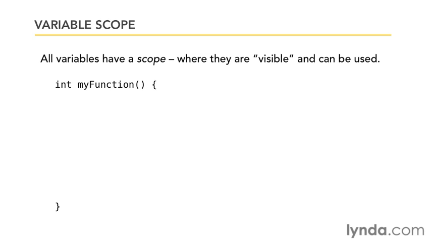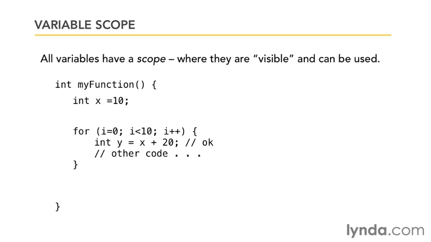So suppose I had a function named myFunction, and inside that function I had a variable called x. I've declared the variable x and I've assigned it a value of 10. And suppose I also have a for loop, and inside the for loop I've got a variable named y, which I'm declaring inside the for loop, and the value of y is being set to the value of x plus 20. That's okay because I can refer to the value of x inside the for loop. I can declare the y variable inside the for loop as well.